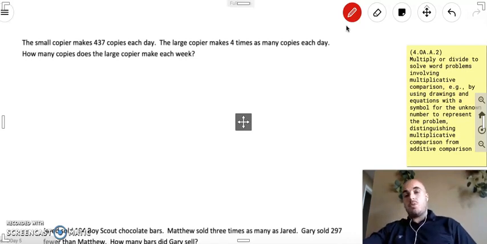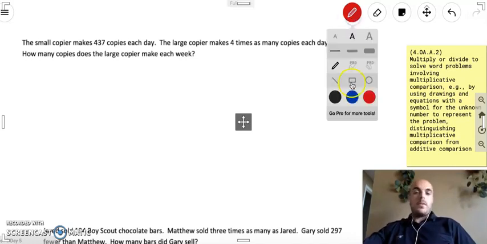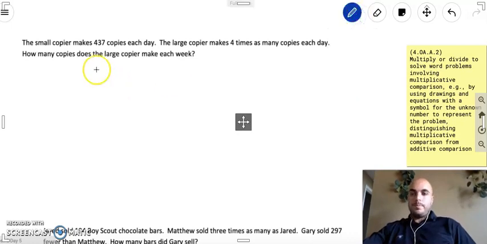As we move forward into next week, week 4, we're going to be looking at more strategies for multiplication and getting into more and more complex word problems. So let's get started with this one.